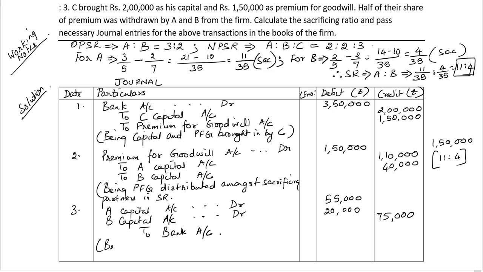Narration: Being premium for goodwill, half withdrawn by A and B. So this is the way we will solve the sum when only half of the premium for goodwill, that is part premium for goodwill, has been withdrawn by the sacrificing partners.